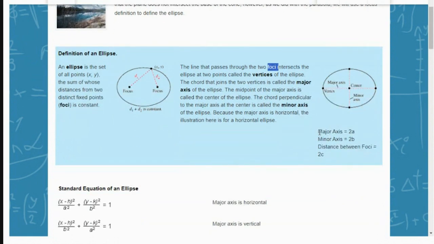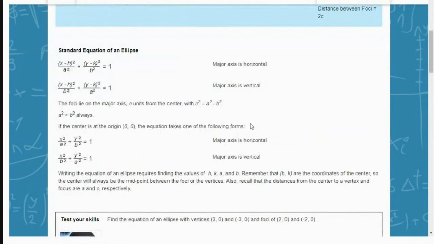So it says the major axis is 2a. So the distance from the center to the vertex on the major axis is known as A. So it's 2a wide. It's B from the center to the point on the minor axis. So that's 2b. And the distance between the foci, from there to there where the foci are, is 2c. So let's look at the standard equation of an ellipse.